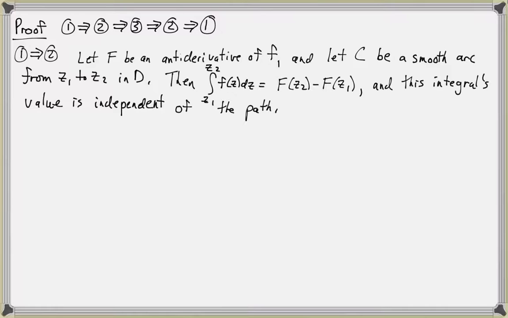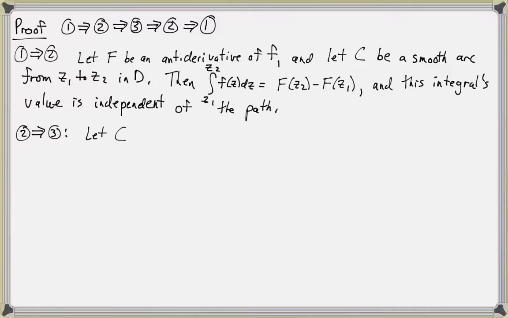So this is statement 2. Now we're going to assume that statement 2 implies statement 3. So we're going to assume that we have a closed contour in D that contains points z1 and z2, and we're going to assume that the integral along any path from z1 to z2 is equal.